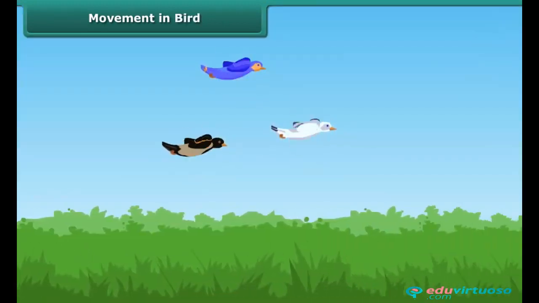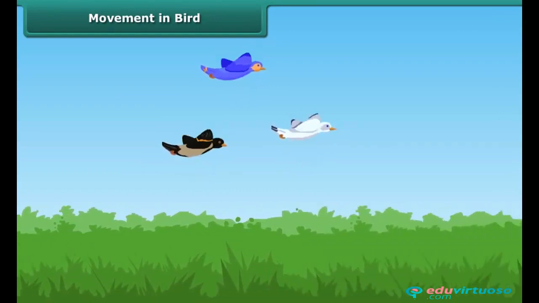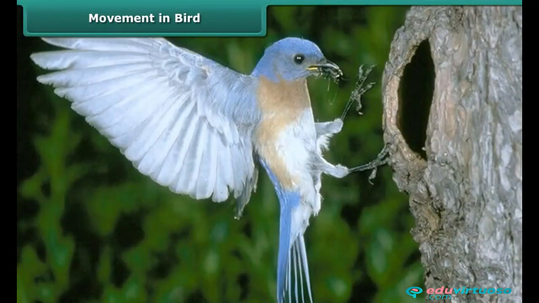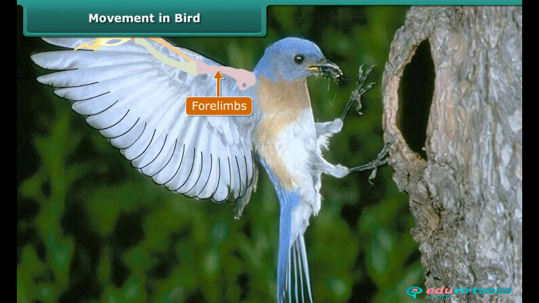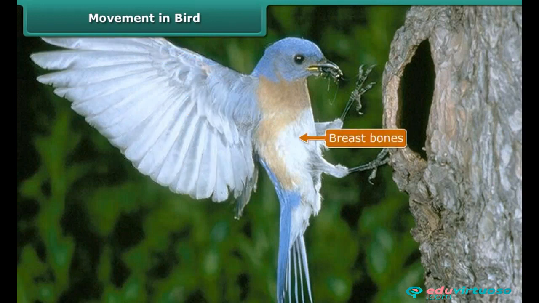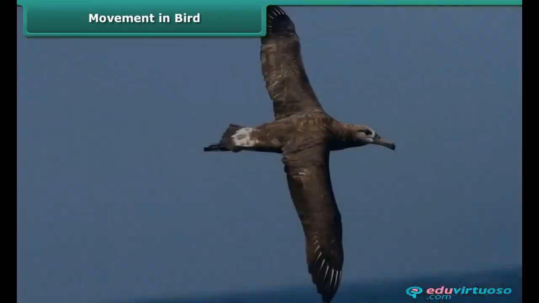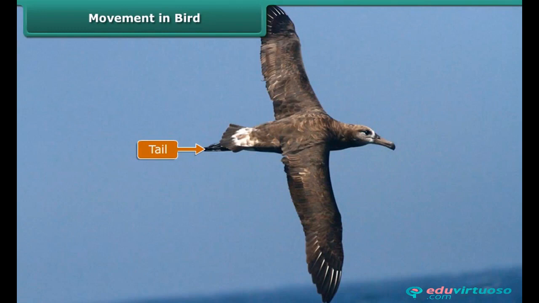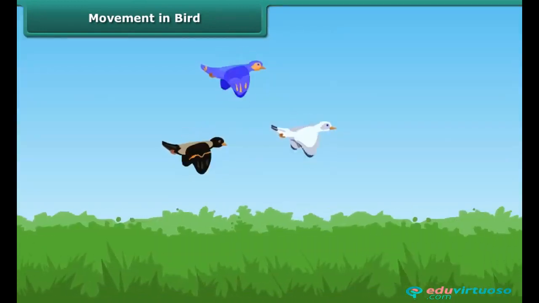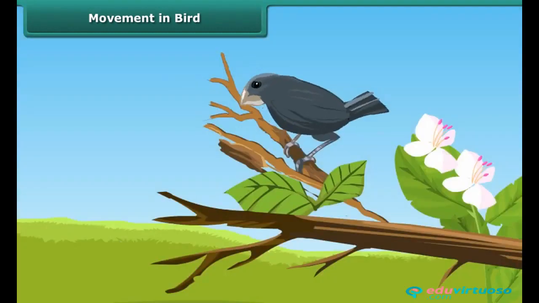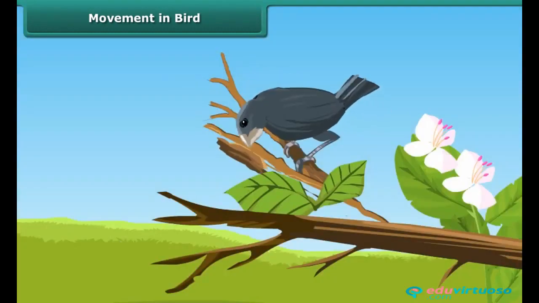Movement in bird. A bird has a body best suited for flying. Its wings are actually modified forelimbs. Birds can fly easily with the help of these bony forelimbs. Birds have light and hollow bones. The breast bones hold the muscles of flight that help them to flutter their wings. The tail controls the direction of flight. Birds have very strong shoulder bones. They don't have the urinary bladder, which helps them to fly easily. They can walk and perch on trees with the help of their hind limbs.